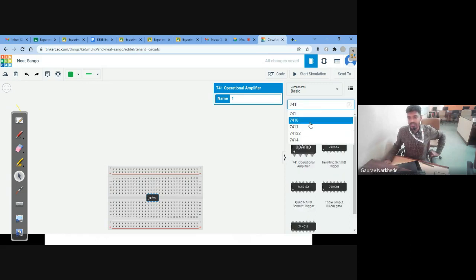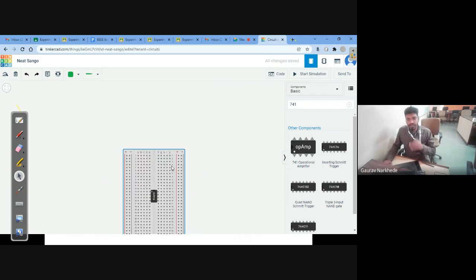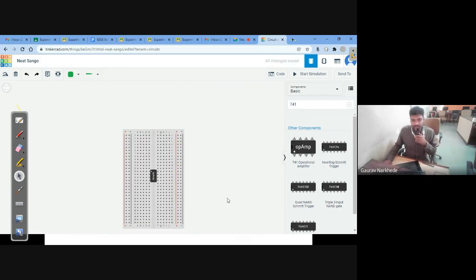Okay, so this is your IC741. You need to use it as a normal operational amplifier, so you will be using this op-amp. And if I want, I can just rotate it. Let us say for our convenience, I'll just rotate it, because I just want it to be simple.